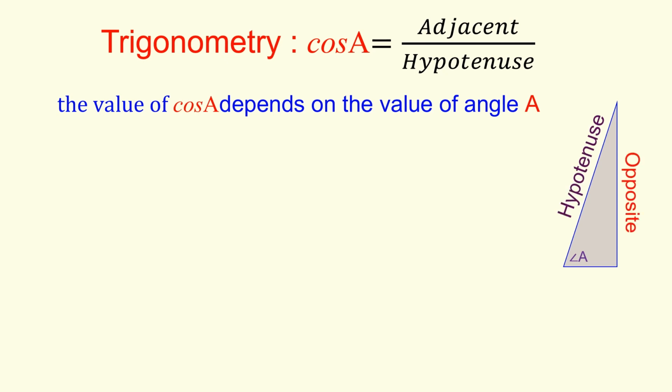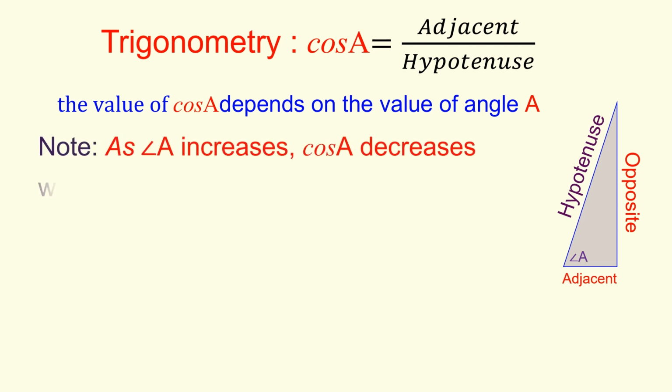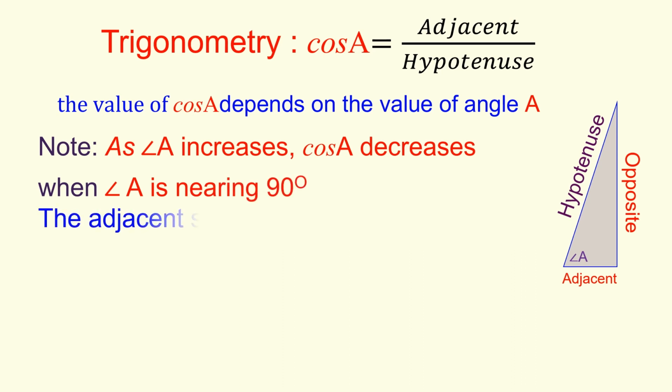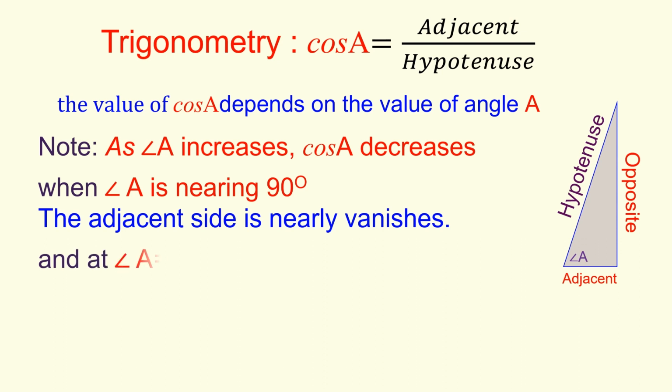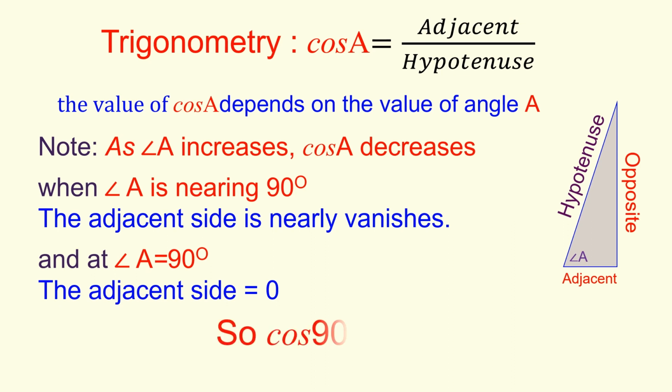Please note here that the value of cosine of angle A depends on the value of the angle A. As angle increases, the value of cosine of the angle A decreases. When angle A is nearing 90 degrees, the adjacent side is very small. And at angle A equals 90 degrees, the adjacent side equals 0. And cosine 90 equals 0.